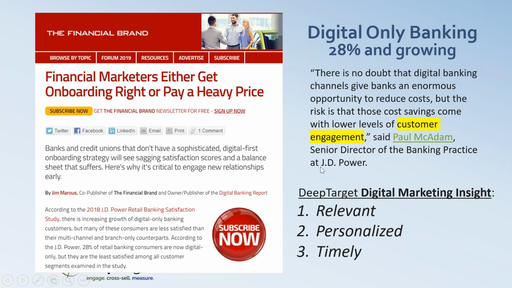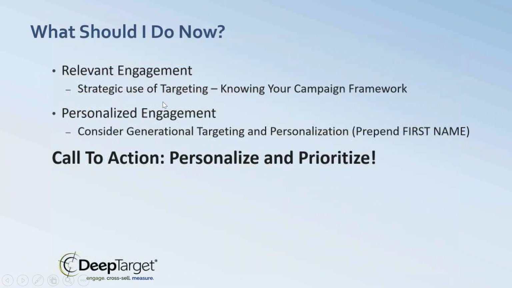That's right. So everyone has become really buyer-centric, helping the customer, knowing the customer journey, helping them with their experience. And this also means, from a digital marketing perspective, you've got to be relevant, and you've got to be personalized, and you've got to be timely. So what should I do now? Make sure that your messaging and your targeting is very strategic in your engagement with all of your generations.